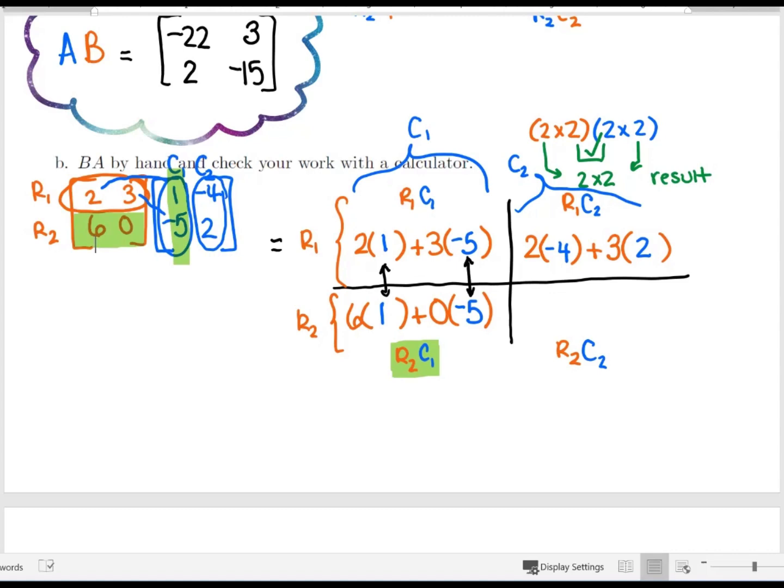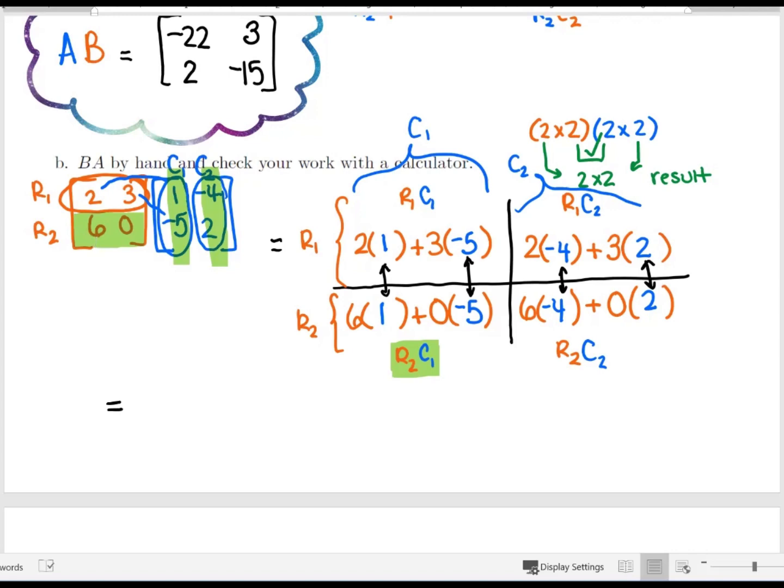We're done with row 2 times column 1, so now we need to do row 2 times column 2. Starting out, we're going to have 6, which came first, times -4, the first entry in that second column, plus, because it's always plus, 0, which came last, times 2, which came last in its column. And remember that the blue numbers or the numbers in parentheses need to line up. If they didn't, go back, fix the error. Now let's do the arithmetic.